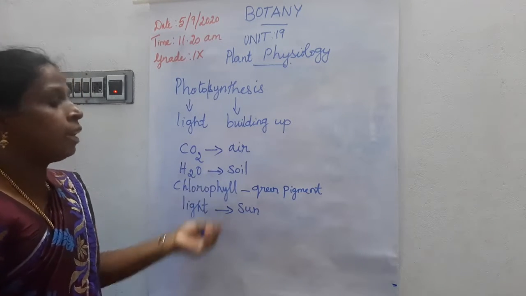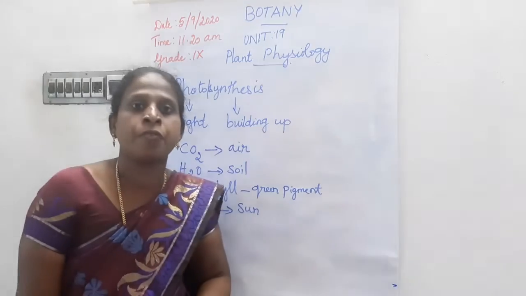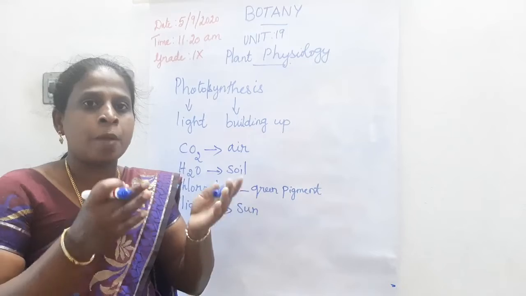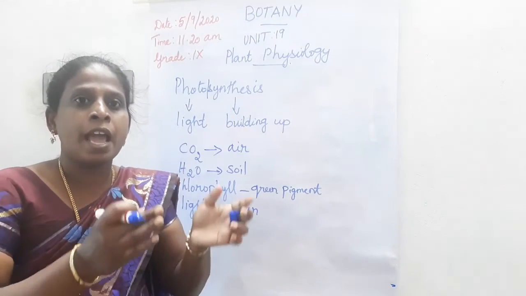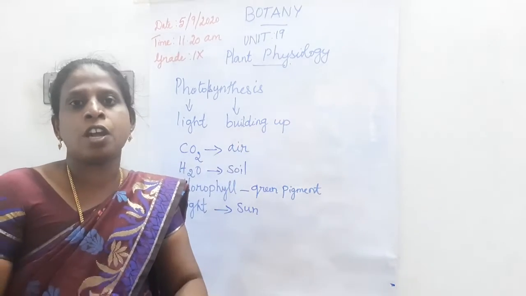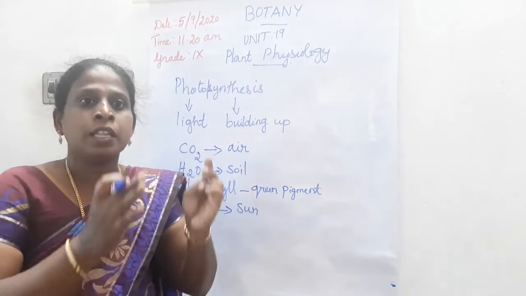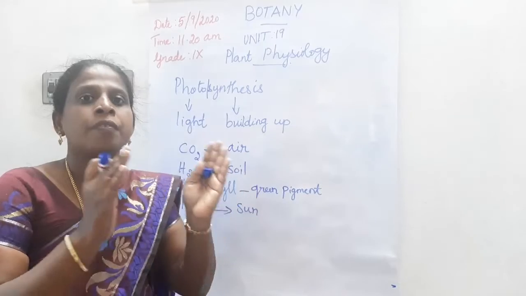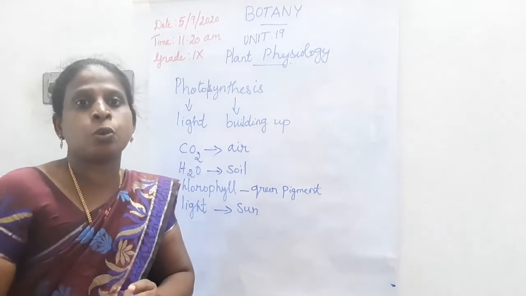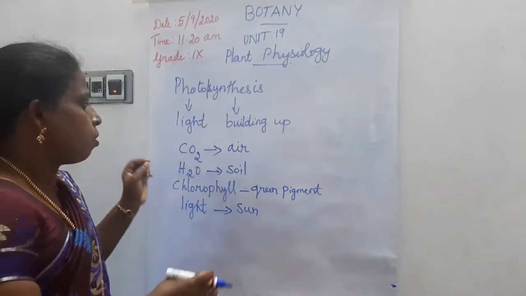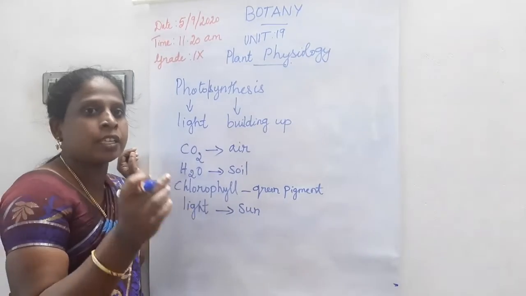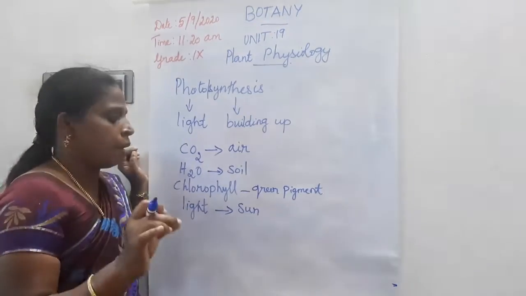With the help of that, the green plants prepare the food, carbohydrates. The carbohydrate directly does not store in the plant body. These carbohydrates are converted into starch, and the starch is stored in the plant body.